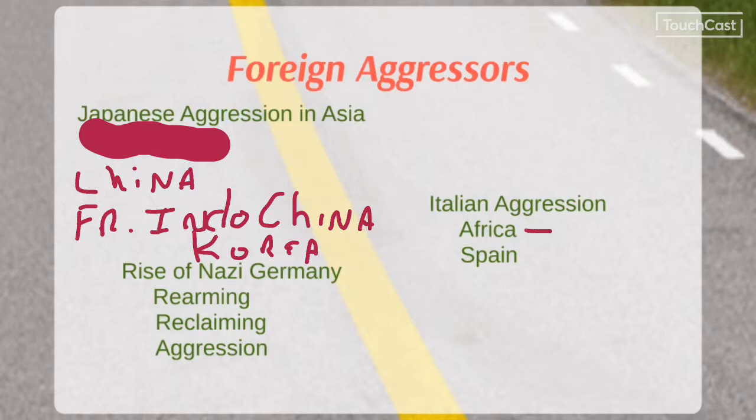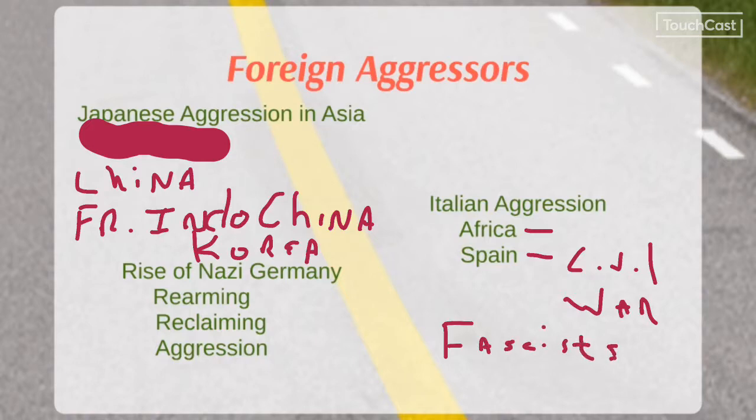Italy went into Africa and into Spain. Spain had a civil war going on. There were the fascists versus the Republican government, which many people considered communist, so we stayed out of it because we didn't want to support communists. The fascists with Francisco Franco ended up winning that civil war.